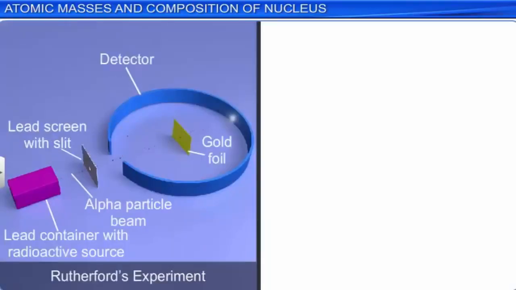It was found that a nucleus of atomic mass number A has a radius r, which is equal to r₀ A^(1/3), where r₀, a constant, is equal to 1.2 × 10⁻¹⁵ meter. Compared to an atom, the nucleus is very small, nearly 10⁴ times smaller than an atom.